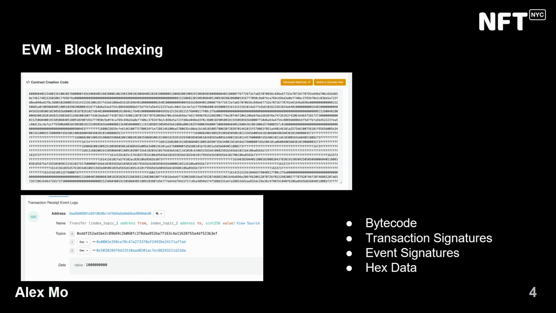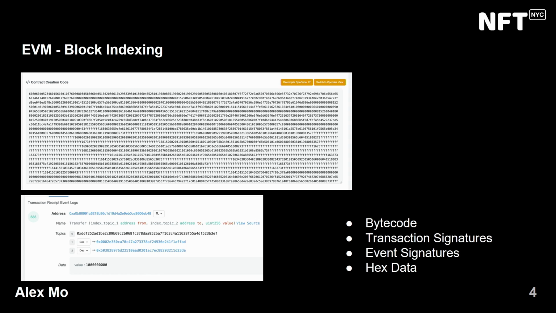But we need to figure out how these marketplaces start and understand which items are NFTs and which items are not NFTs, and how they display it to users with this pretty image or video asset, and so on and so forth. So to take note of that, you have this bytecode, and you have this idea of a transaction signature, event signatures, and hex data.